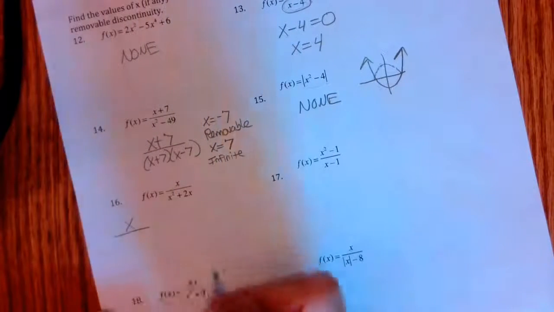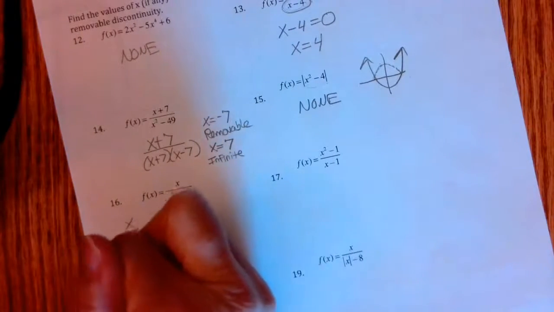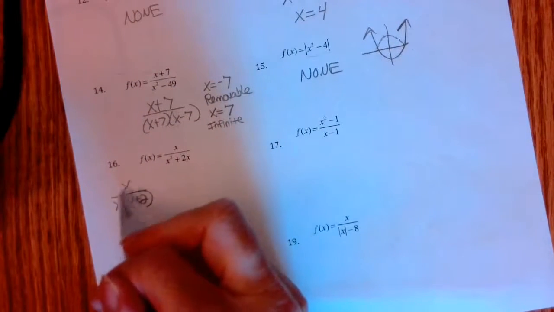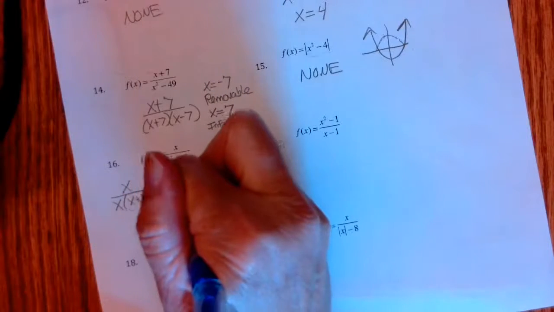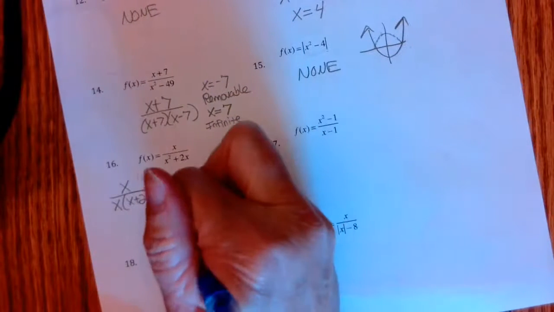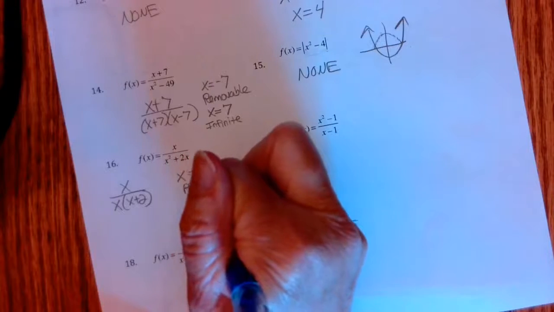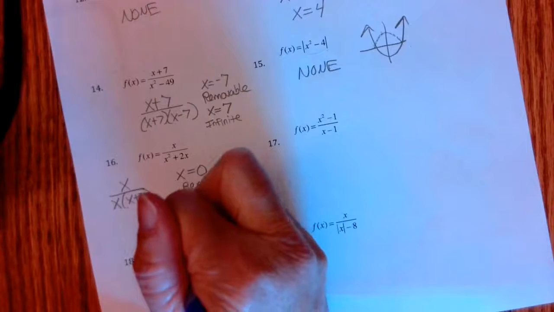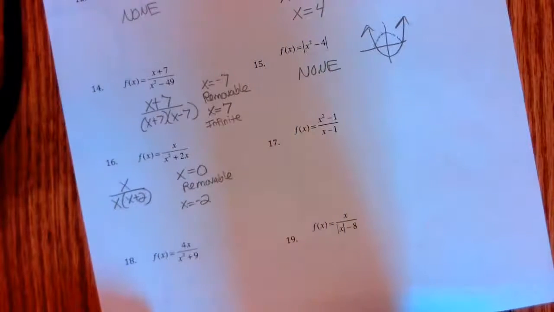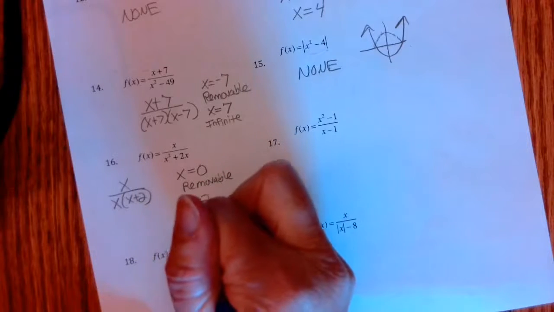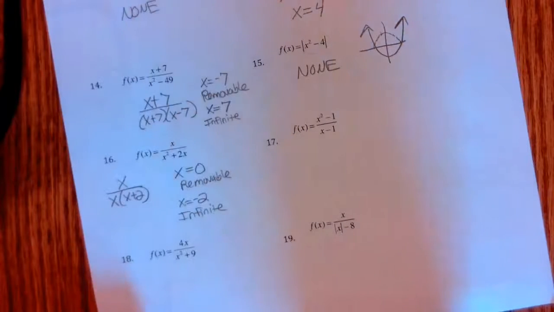16, higher degree polynomial, so I'm going to do a rewrite. And I take a look, my common factor is x. So I'm going to say if x equals 0, that's a discontinuity. Because it exists in the numerator and the denominator, that's the removable type. I have another discontinuity at x equals -2 because it's making the denominator 0. That one, because it's denominator only, is what we call an infinite discontinuity.